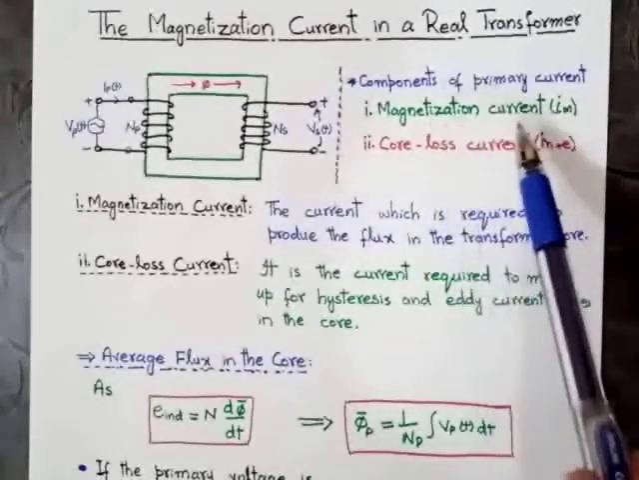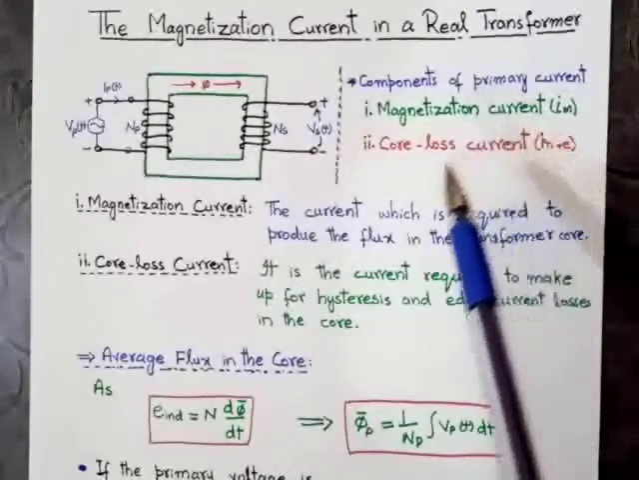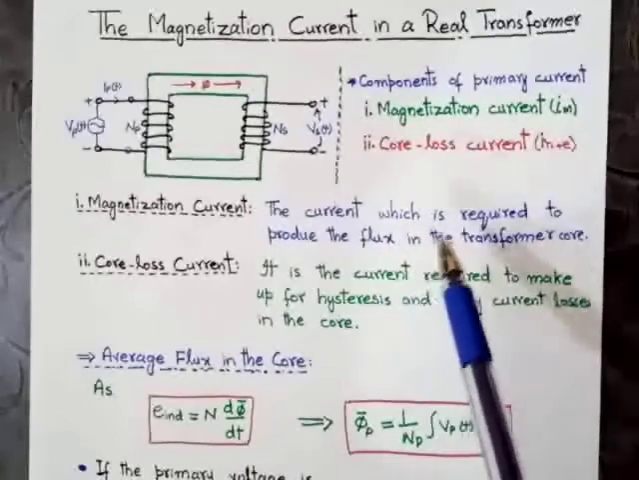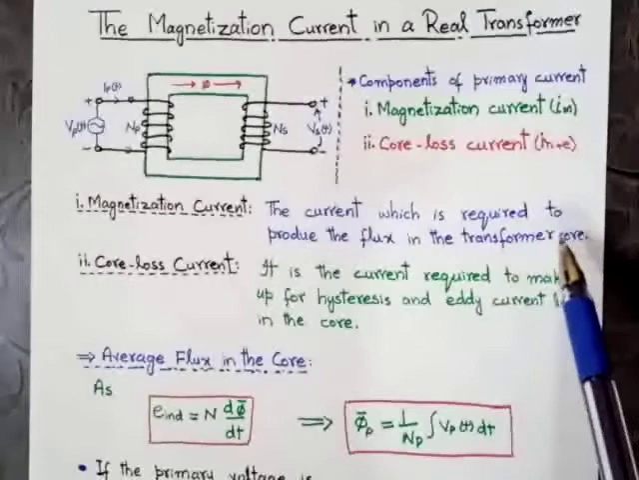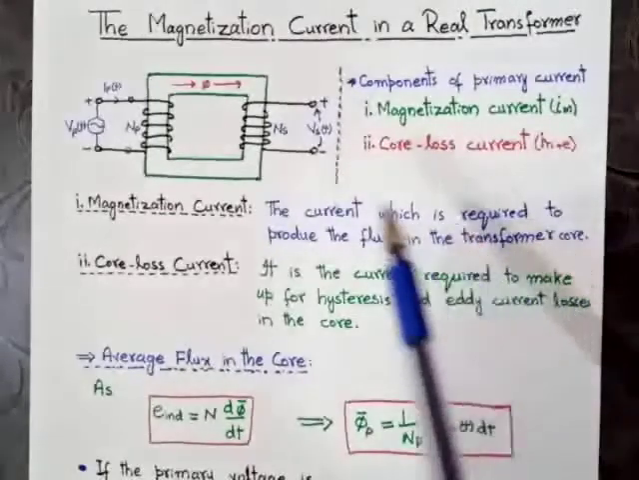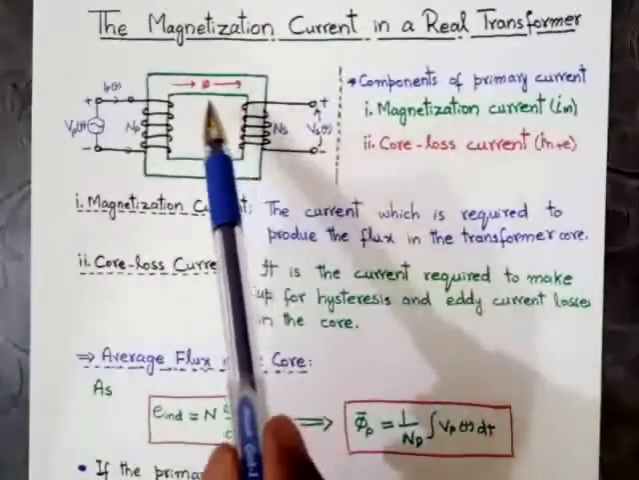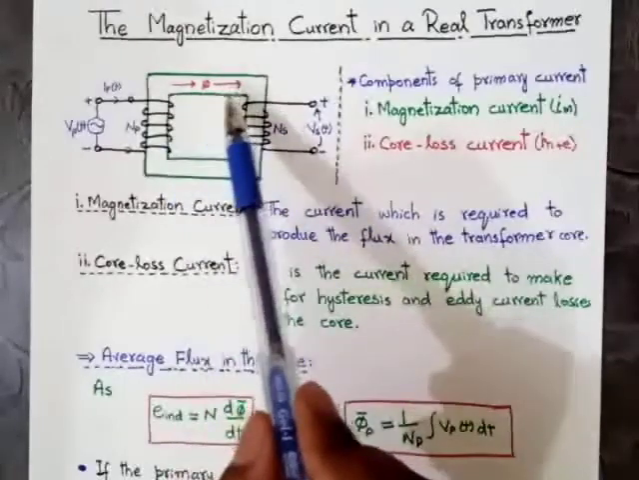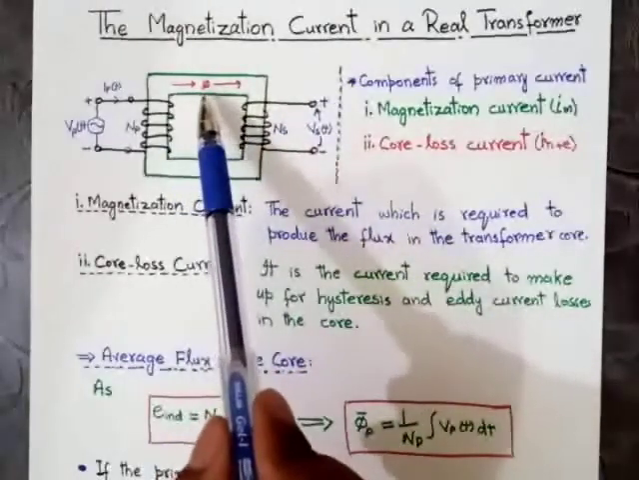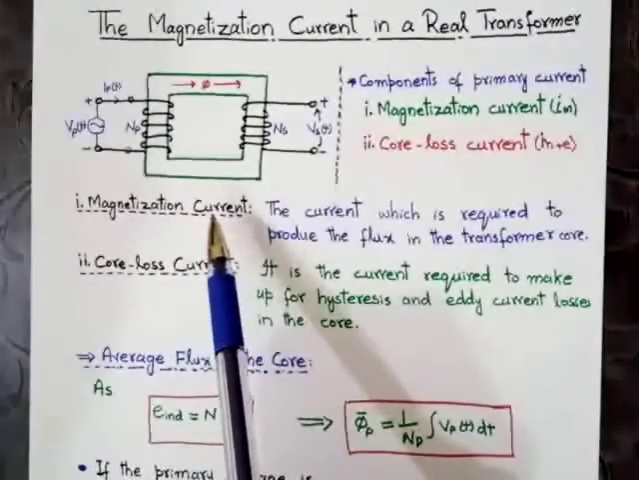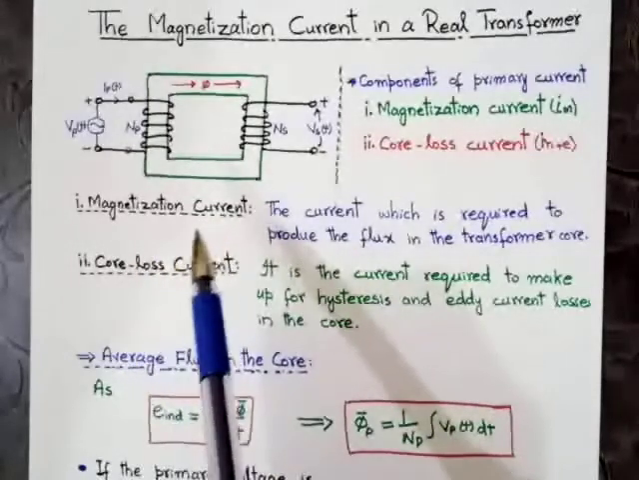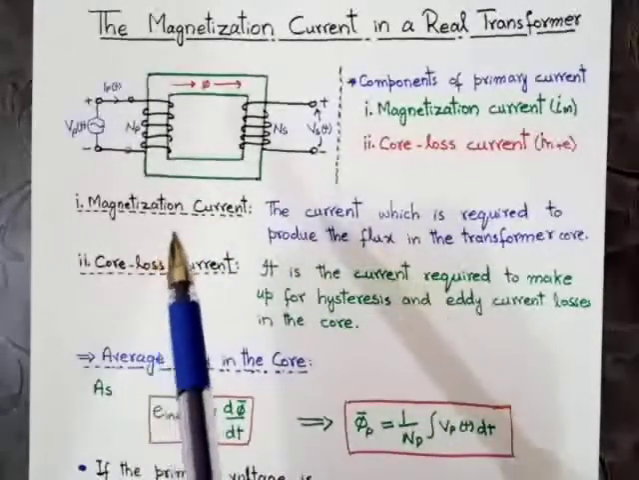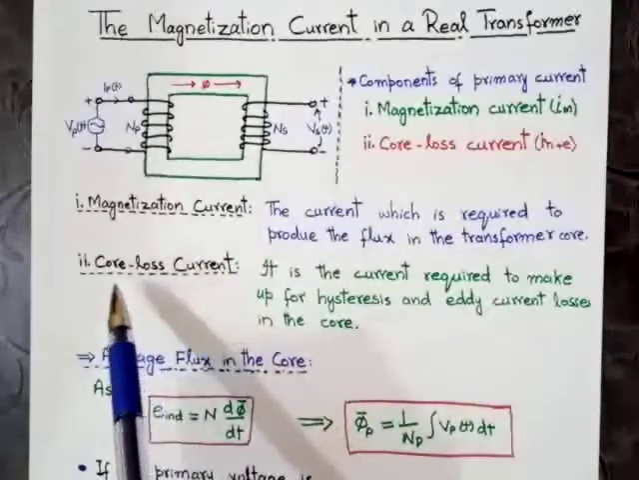The magnetization current Im is the current which is required to produce the flux in the transformer core. That is, the current which is required to produce the flux in the transformer core. This current is called the magnetization current. And the other type of the primary current is the core loss current.